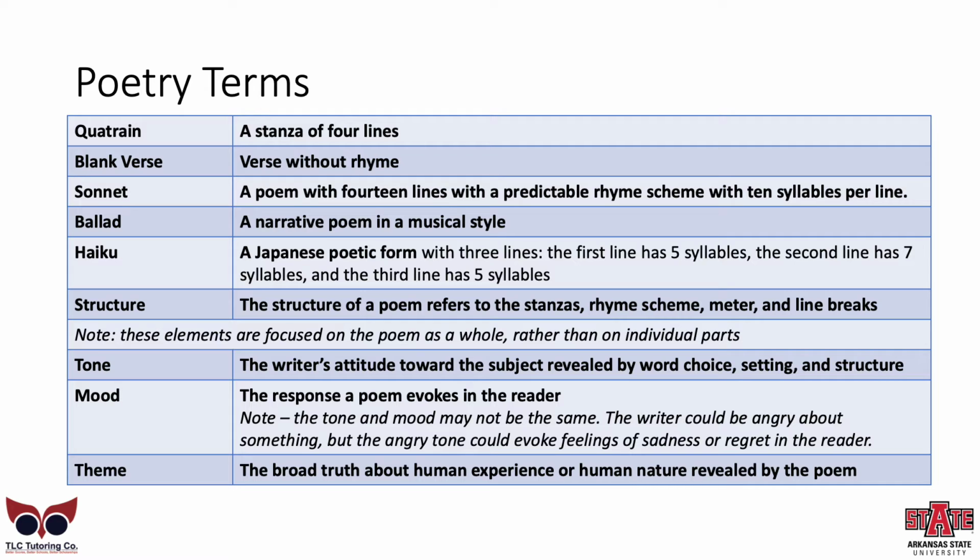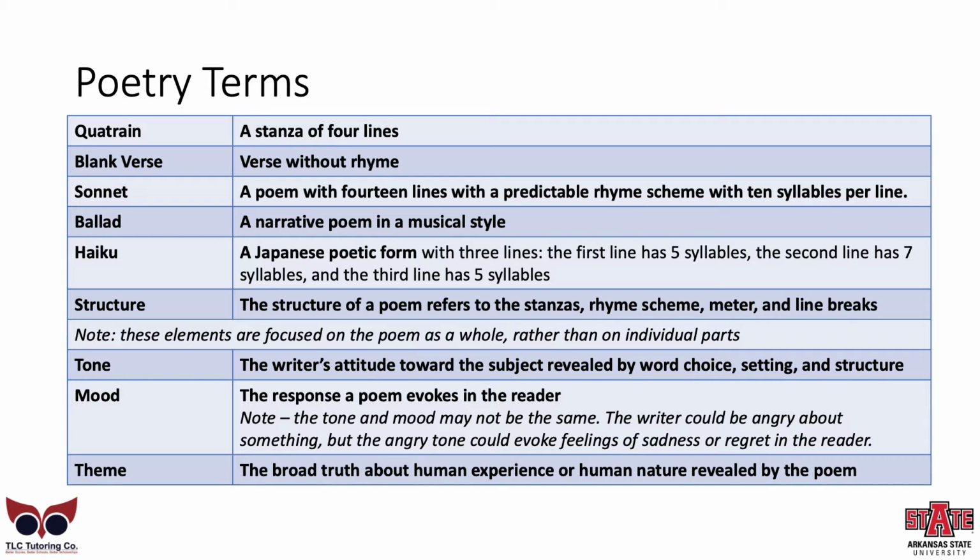A sonnet, as we looked at early on, is a poem with 14 lines and a predictable rhyme scheme, with 10 syllables per line. A ballad is a narrative poem in a musical style with a predictable rhyme scheme.